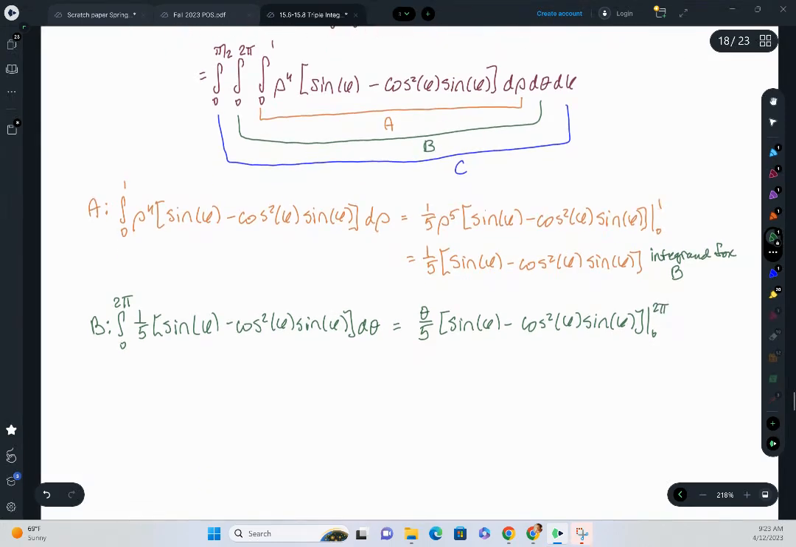And that just gives us a 2 pi over 5. So I have 2 pi over 5 times sine of phi minus cosine squared of phi, sine of phi. All right, this is my integrand for C.